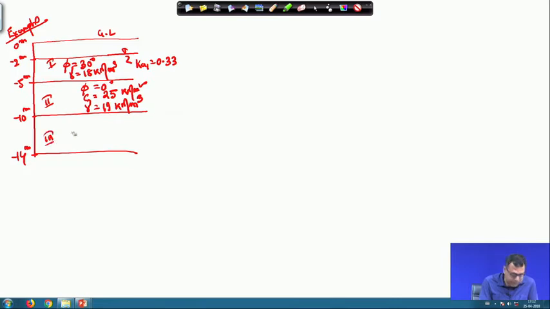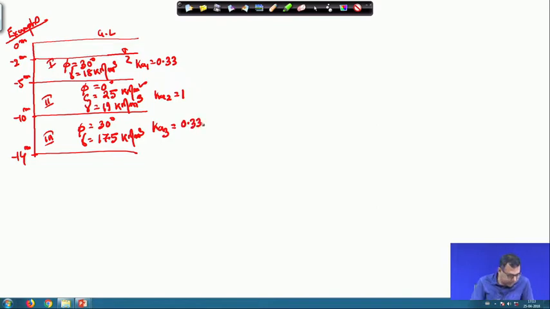And for the third layer, the same soil properties I am considering, 30 degree, unit weight is 17.5 kilonewton per meter cube. So, that means here Ka2 will be 1 because our phi value is 0. So, 1 minus sin phi divided by 1 plus sin phi, that value will be 1, and here Ka3 value will be again 0.33. Okay.